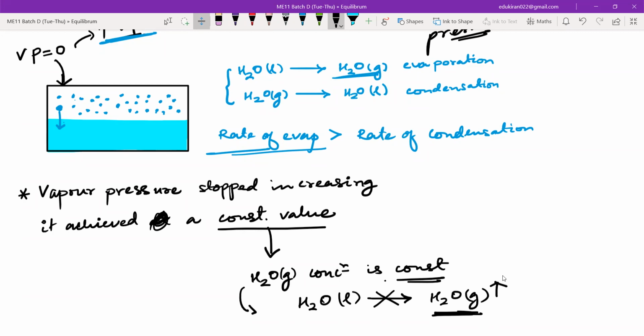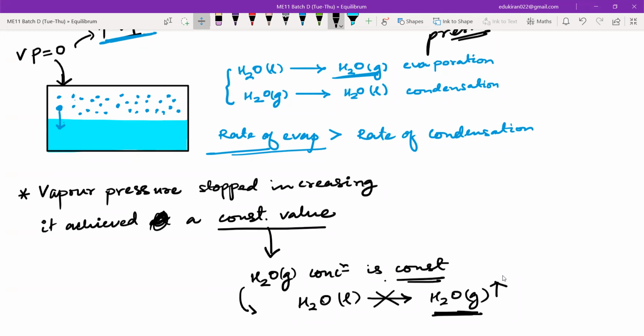What we have just now said, we are understanding, it is not a conclusion. Please remember that we are still understanding. We are still understanding that the constant value of vapor pressure says that the concentration of water vapor is constant. And to get a constant water vapor concentration, I will have to stop the formation of new water vapor. Now we are implying these things.